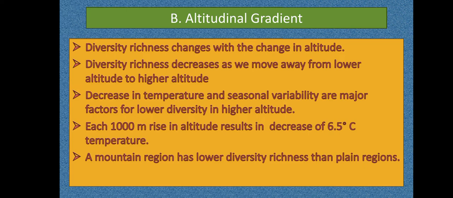That means in context of height, diversity decreases as we move away from lower altitudes to higher altitudes. Decrease in temperature and seasonal variability are major factors for lower diversity in higher altitudes. We know that each 1,000-meter rise in altitude results in a decrease of 6.5 degrees Celsius in temperature. That's why the species richness decreases at higher altitude. A mountain region has lower diversity richness than plain regions.